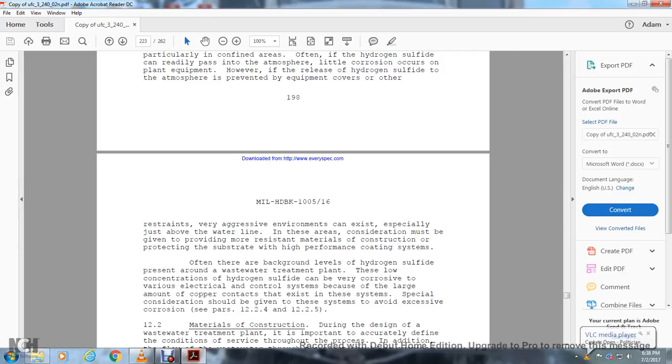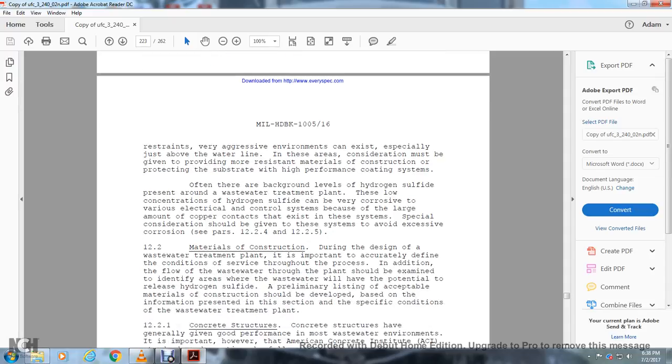Often there are background levels of hydrogen sulfide present in and around the wastewater treatment plant. Even where these concentrations are low, hydrogen sulfide can be very corrosive to the various electrical control systems. Because of the large amount of copper contacts that exist in these systems, special consideration should be given to them to avoid excessive corrosion. See paragraphs 12.2.4 and 12.2.5.